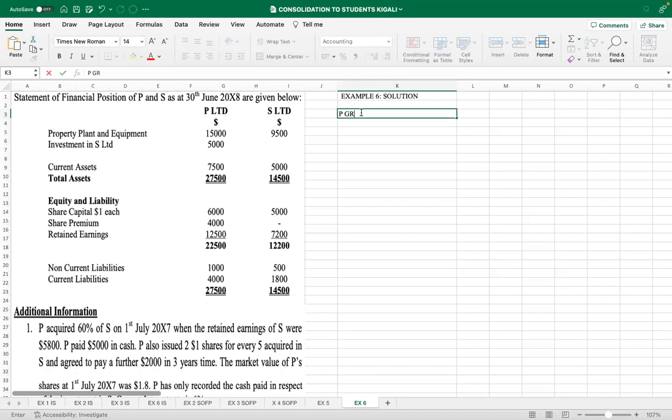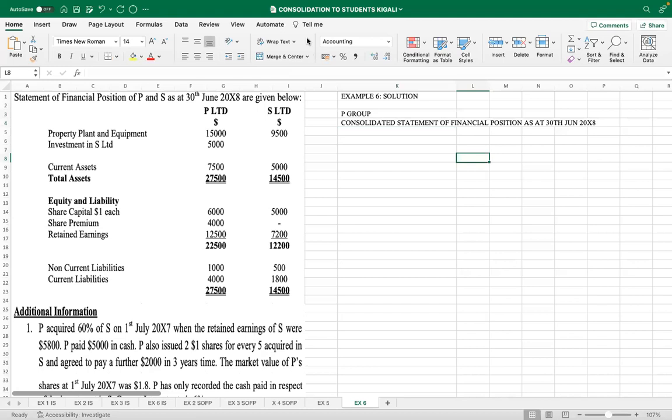P Group. Consolidated. Please, let's be very attentive here. Consolidated statement of financial position as at 30th June 20x8. I'm seeing some questions in the chat.